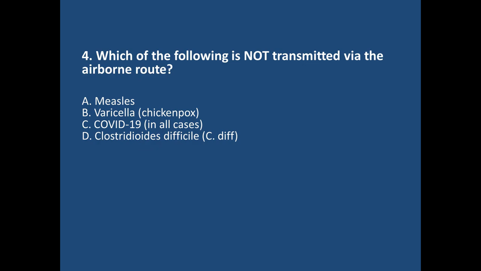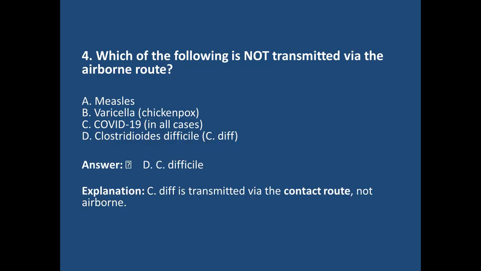Question number 4. Which of the following is not transmitted via the airborne route? A. Measles, B. Varicella, C. COVID-19, and D. Clostridium difficile. And the answer is D. C. diff is transmitted via the contact route, not the airborne route.